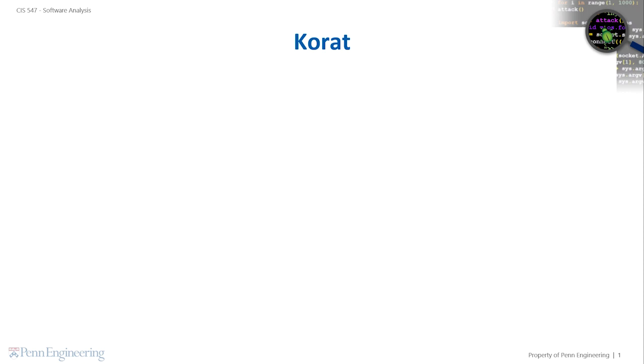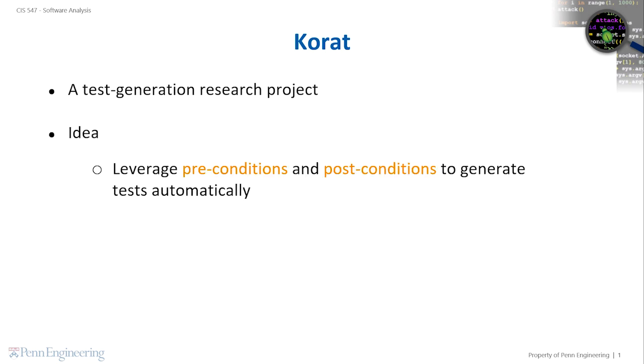For instance, automatically testing a linked list implementation in a robust manner would require not only generating different sequences of list operations, but also generating lists of different sizes. Korat is a deterministic test generator which originated as a research project by a team of 3 graduate students at MIT. The idea behind Korat is to leverage the pre and post conditions of a function to automatically generate relevant tests for the function. How does it do this?